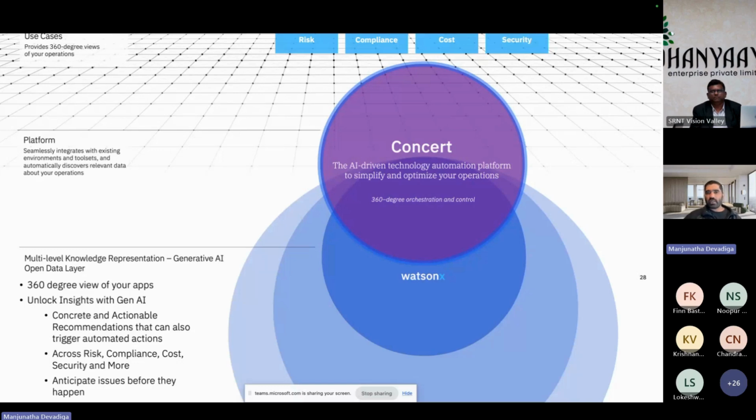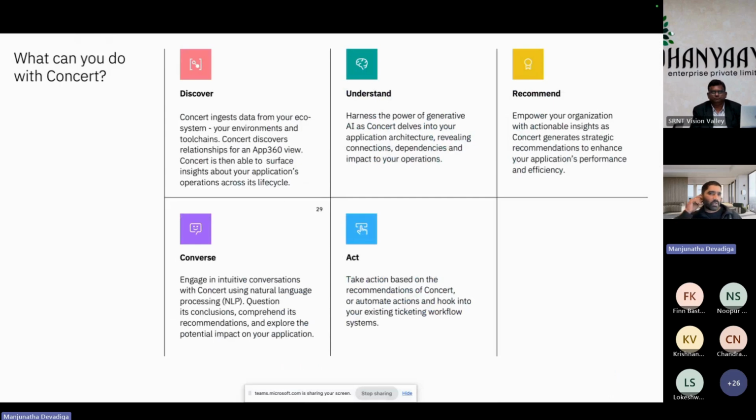We will ensure that, okay, this is the risk at which your application is running. Where are you standing in terms of the different compliance standards, what are the costs, what are the security vulnerabilities. So all that we do. How do we do that?